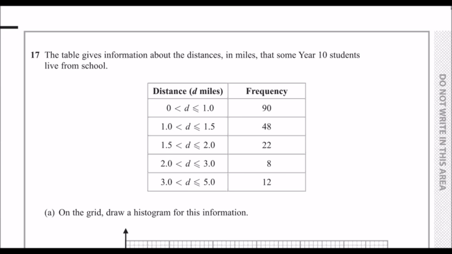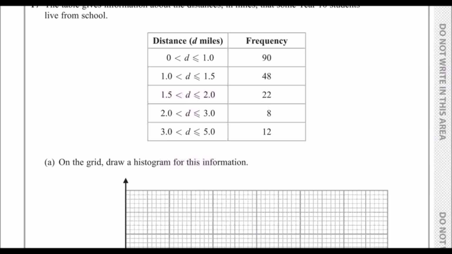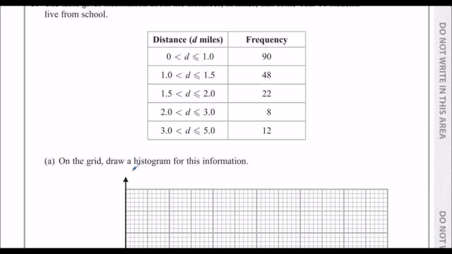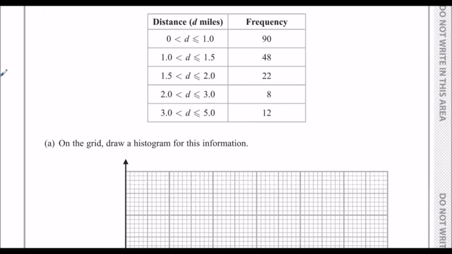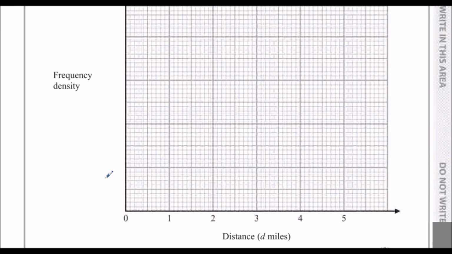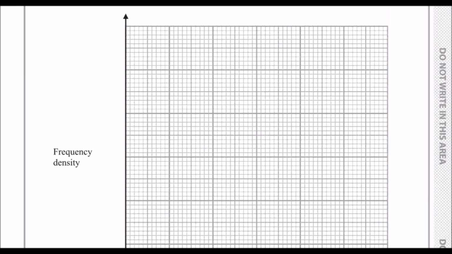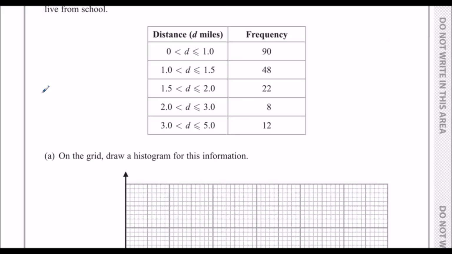Question 17. The table gives information about the distances in miles that some Year 10 students live from school. And we need to draw a histogram for this information. So for a histogram, the area is represented. The area shows the frequency. So we're going to have frequency density on the vertical axis. Frequency density can be found by doing frequency divided by the class width, so how wide the bar is.